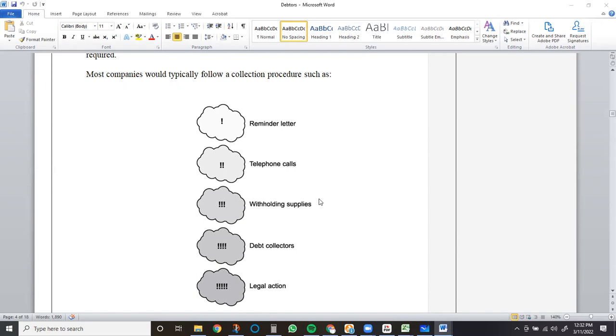Telephone calls, well, that's still there, of course. Technology has not got rid of it. Withholding supplies. So after the reminder letter, after telephone calls, if nothing doing, then you will withhold supplies. And then the step after that is to hire debt collectors and then legal action. Now, hopefully, many companies don't actually need to go to the full extent, but at least this is the order.